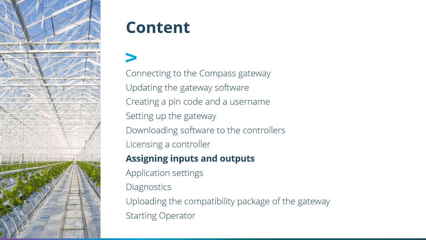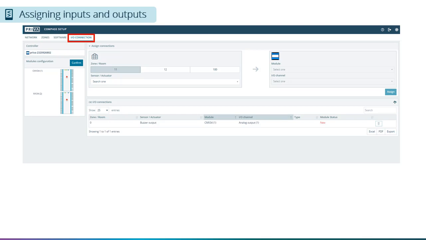Now that we have set up the license, we can assign the inputs and outputs. To go to the Input and Output Configuration page, click on the I/O Connection tab. On the left side of the screen, we find the module configuration. In this example, it has detected that there is a CMX34 and an MX34 present in the Compass. You will see that there is a small exclamation point on the modules with the word New underneath it. The system is waiting for you to confirm that this is the correct layout.